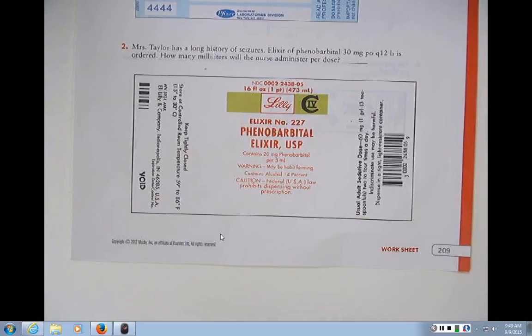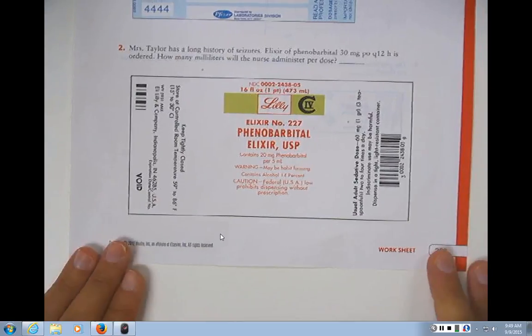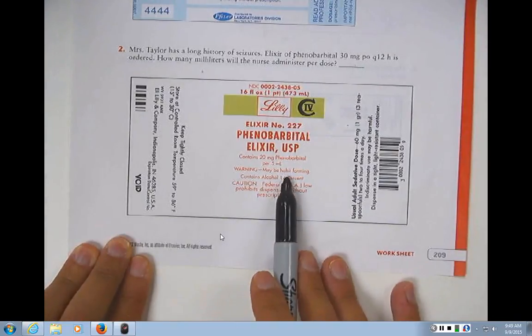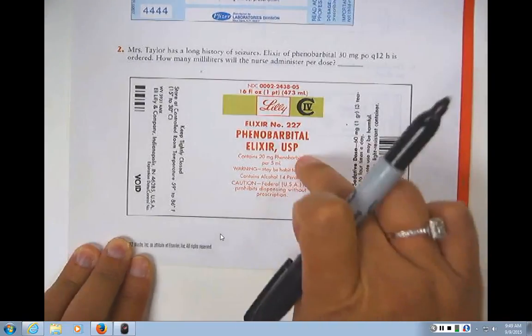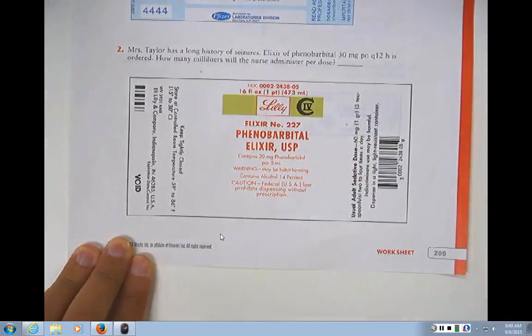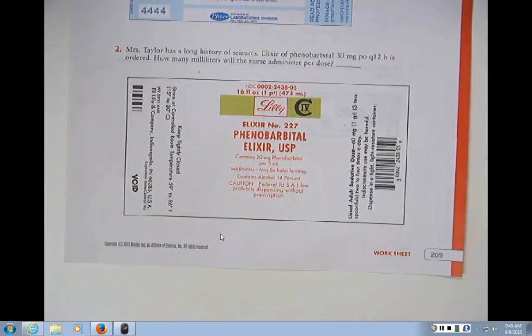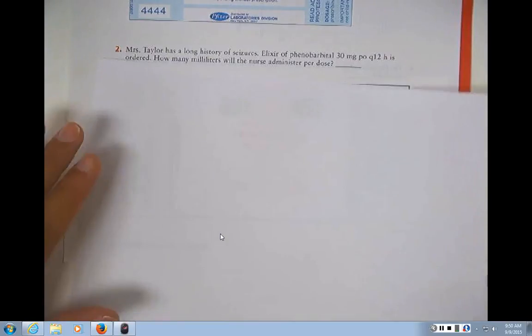So my physician has ordered 30 milligrams to be given. My dose on hand is 20 milligrams in 5 mLs. So for every 5 milliliters of this elixir, there's 20 milligrams of phenobarbital. And I need to give 30 milligrams total. So here's one that maybe I can't rattle off and tell you exactly how many milliliters of this elixir I'm going to give. So I do have to use a math equation for this one.